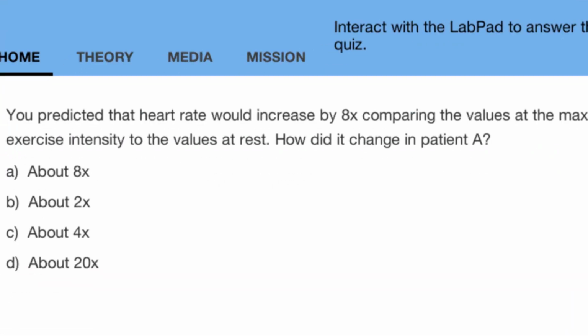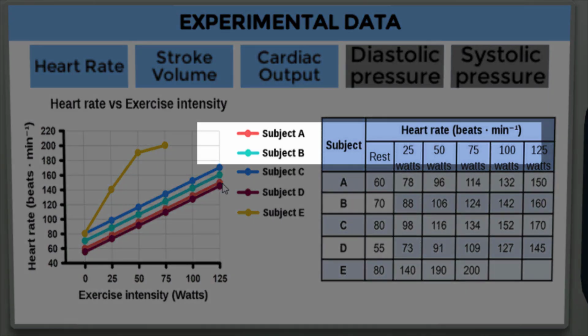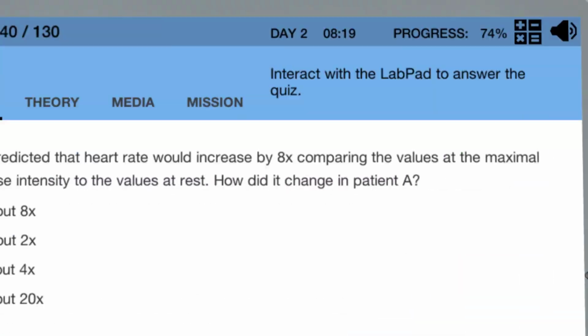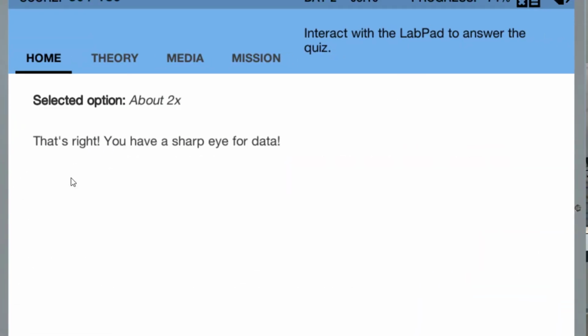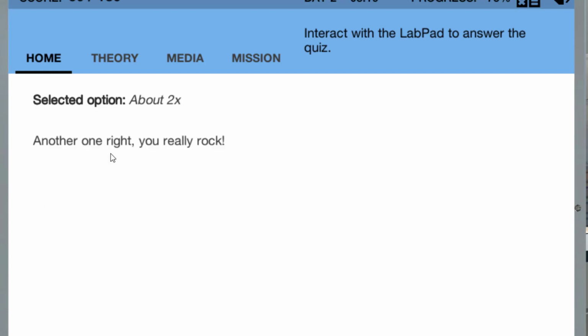You predicted that heart rate would increase by 8 times comparing the values at the maximal exercise intensity to the values at rest. How did it change in patient A? That's right. You have a sharp eye for data. You predicted that the stroke volume would increase by 8 times. How did it change in patient A? Another one right. You really rock.